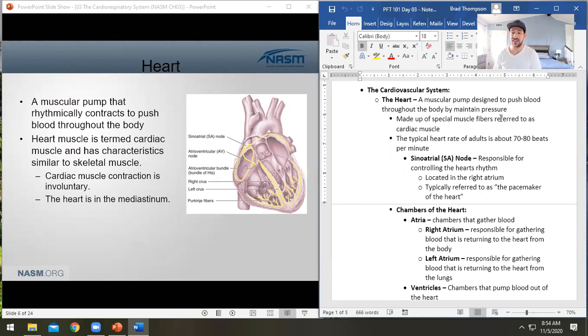Your heart does the exact same thing. It's got these chambers that fill with blood, and then it has these valves that close down and keep that blood from being able to escape the heart. But then the heart squeezes, so all this pressure builds up, and then all of a sudden that valve opens, and boom, a bunch of blood goes shooting out of the heart, and it travels up to your brain or down to your feet or wherever it needs to go. So, like I said, it's a muscular pump designed to push blood throughout the body, and it's made up of these specialized fibers that we're going to call cardiac muscle.